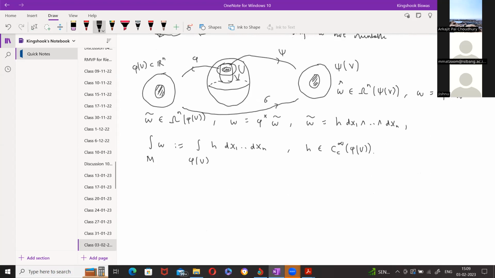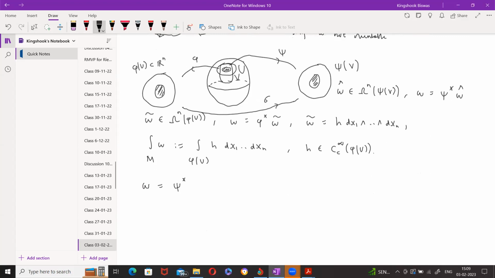So I have that omega is equal to psi star omega hat, and psi is equal to sigma composed with phi. Sigma composed with phi.